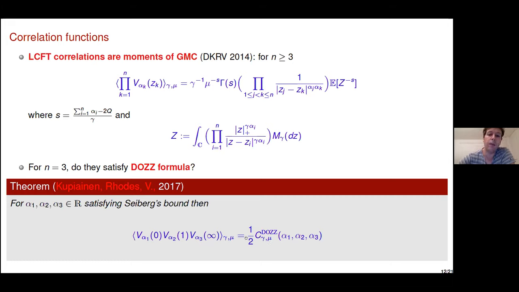Okay, there's a 1/2 here because these structure constants are defined up to a global constant. So this 1/2 here is just because of our convention when we construct the path integral.